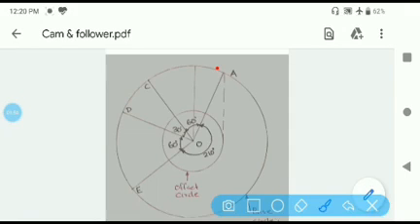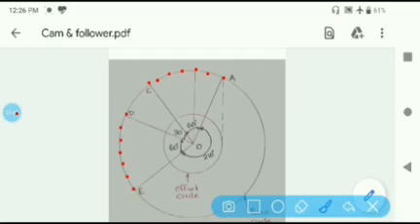So this point will be 1, this point will be 2, this point will be 3, this point will be 4, this point will be 5, and C will be 6. So that means you make the divisions on the periphery of the circle. Similarly on the return stroke, you make the divisions at an angle of 10. So this will be 6 prime, this will be 5 prime, then 4 prime, 3 prime, 2 prime, 1 prime. So like that, you make the divisions on the periphery of the circle.